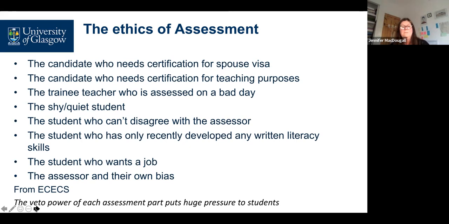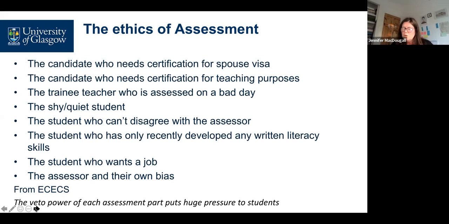Interesting dilemmas here. A trainee teacher on a certificate course is being assessed, maybe they're having a bad day. What about the shy, quiet student doing a speaking assessment or presentation? Is that just about language or about personality? What are we doing there? Speaking exams have a complete power imbalance, and in high level speaking exams, students are supposed to disagree with the assessor. How do they do that when they know that person's in charge? That hegemony going on here is something we need to think about.